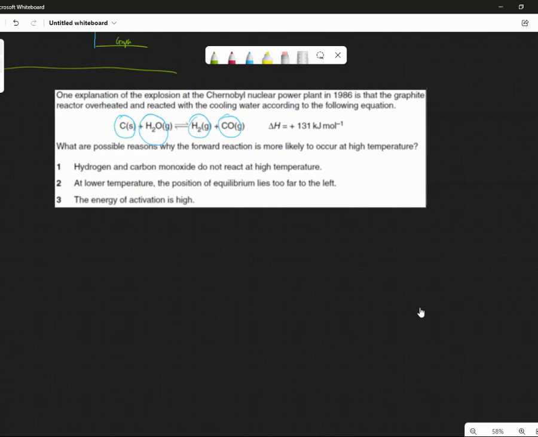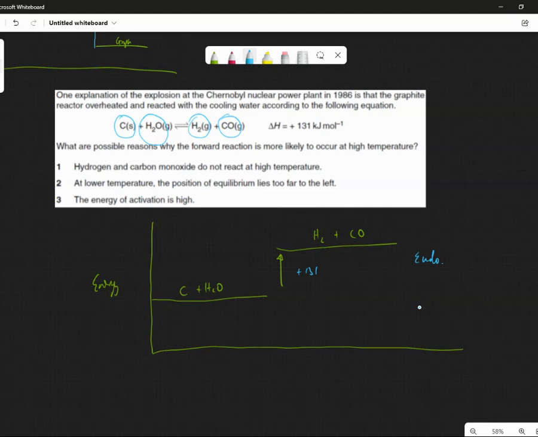So let's draw the picture to see if we can get any insights. There's the picture. This is energy. Okay, so we have carbon plus water, and apparently hydrogen and carbon monoxide. So this gap here, the energy gap, is 131. And obviously, overall, it's an endothermic reaction. All right. So, what are the possible reasons why the forward reaction is more likely to occur at high temperatures?